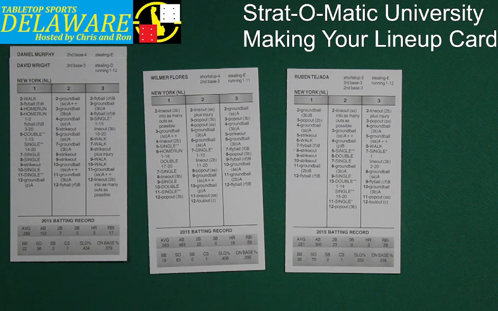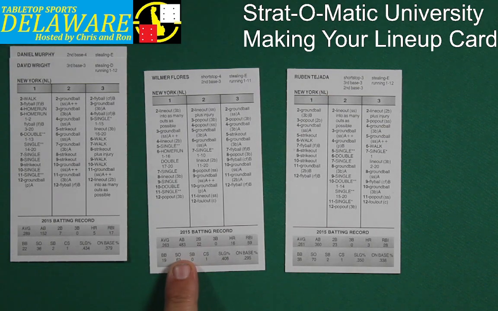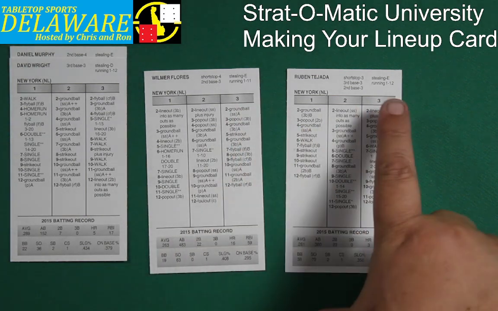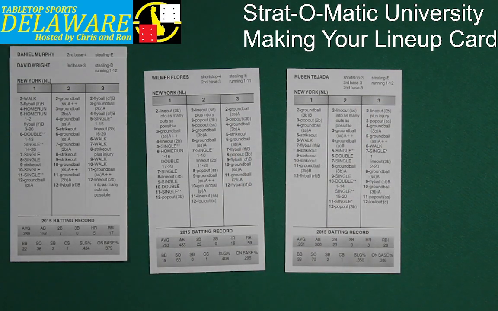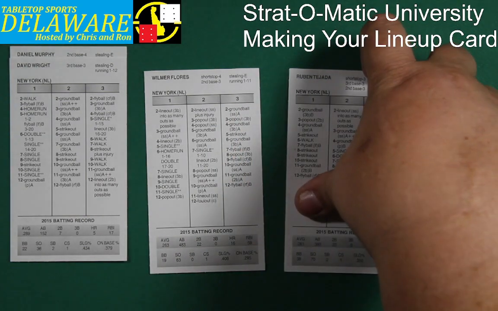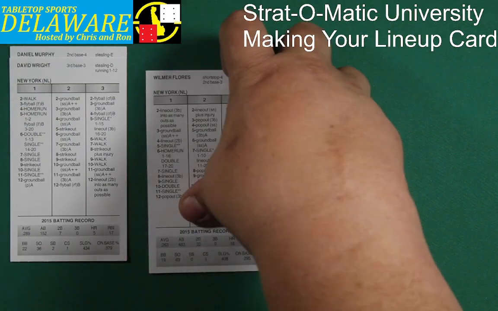But on the whole, I'm looking at Flores. He's got more at-bats. He's got a little more power. His running is 111, Tejada 112. So on the base paths, it's going to be a wash. So we're probably going to go with Flores at short.